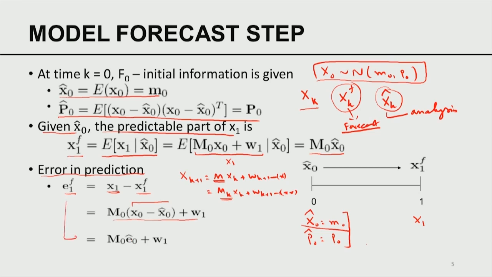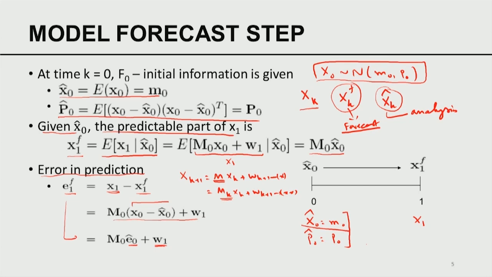Now look at this, it's a beautiful expression. The forecast error at time 1 is m0 times the analysis error at time 0 plus w1. The analysis error in the previous step is going to dictate the forecast error in the next step. That is how the analysis and the forecast are related. Okay, now I would like to combine. Analysis is filtering, analysis at the given time; forecast is prediction. So we have talked about smoothing, prediction and filtering. In this process, I already have filtering and prediction, part of 2. So you can think of E0 hat as the filtered estimate.